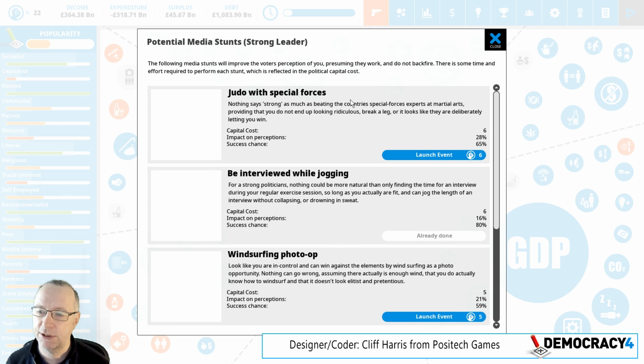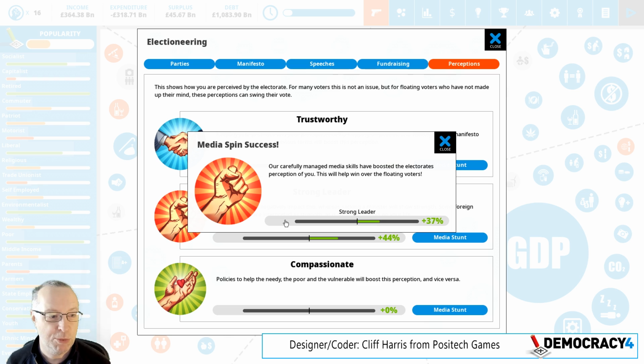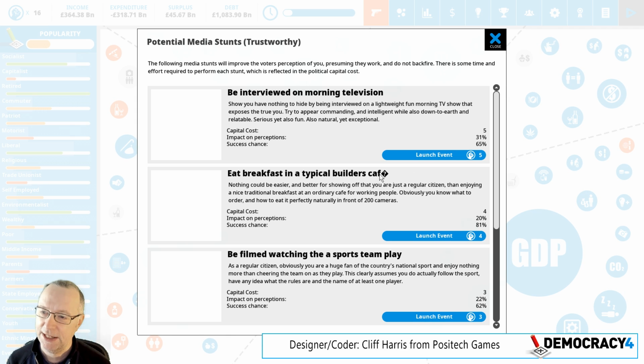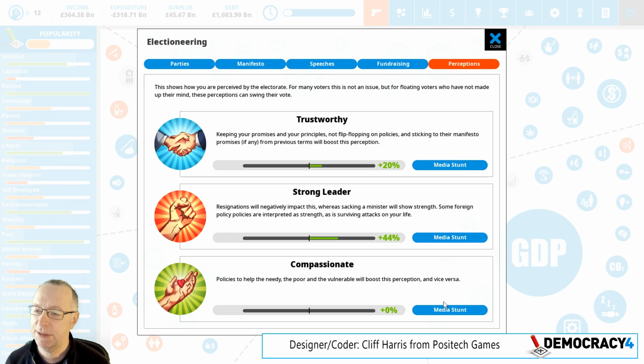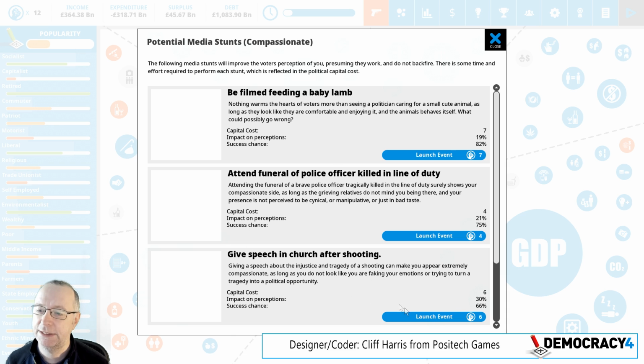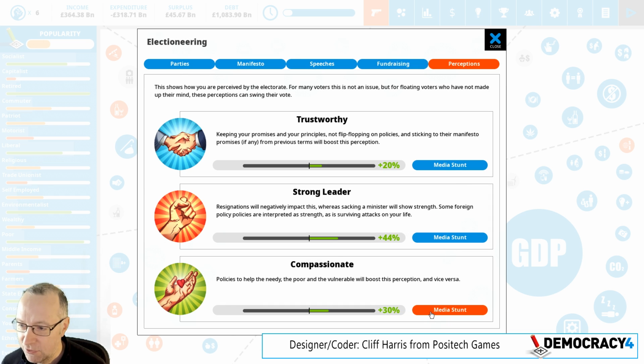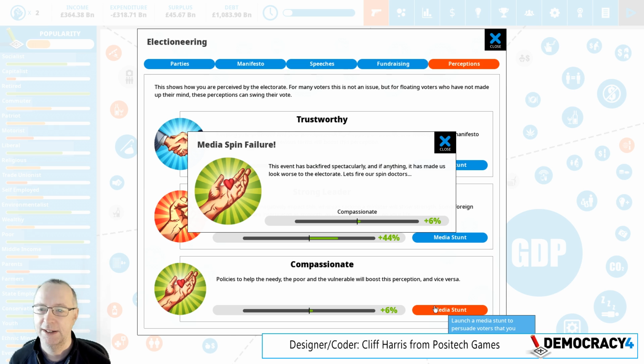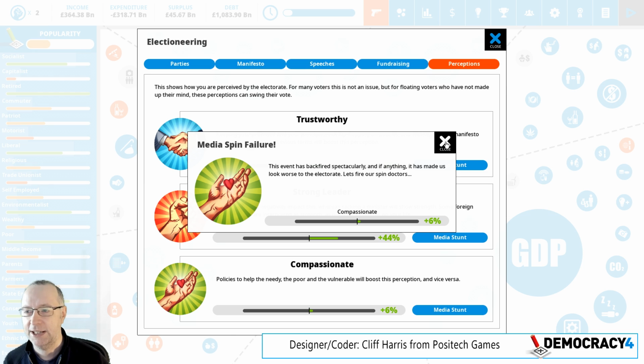Because all of these things are supposed to be interesting decisions. Okay, so for example, sometimes this goes wrong. I'm going to do judo with special forces, and that worked. Okay, because I am Vladimir Putin. If I try and be trustworthy, I'll eat breakfast in. Oh, we got an error there. That's yeah, that's a bug. Yeah, cafe. They put like a little accent thing on it, haven't they? So eat breakfast with ordinary working people. Okay, that worked. How annoying. Something will go wrong. I'll give speech in church after shooting. That could go badly. Right, hang on. Something will go wrong. Let's visit a flood. Yeah, okay, so I visit a flood. I get in the way. I'm actually not helping, and everyone says this is your fault and yells at me and throws buckets of flood water at me. Okay, so there's a risk, right?